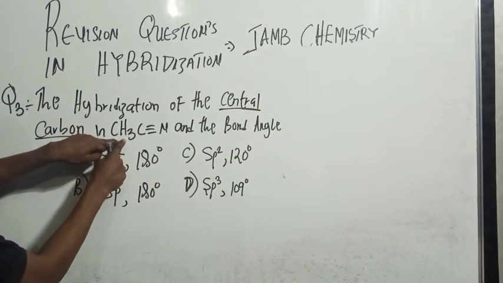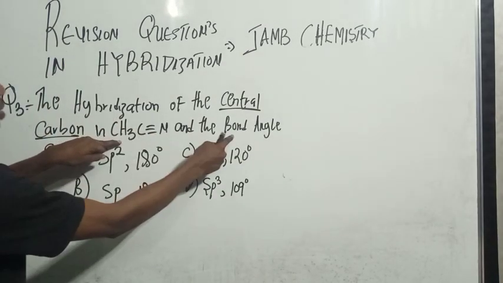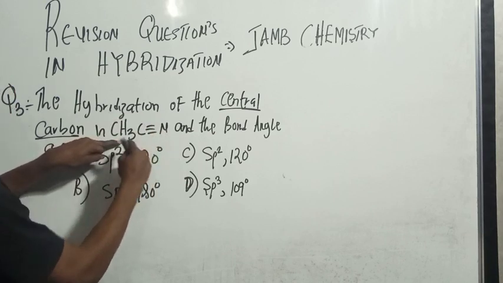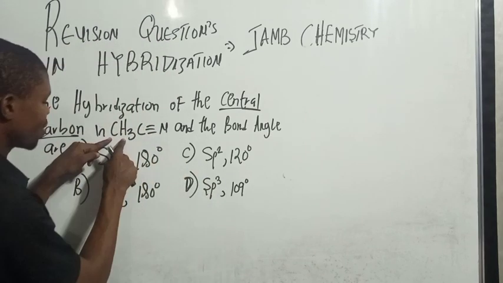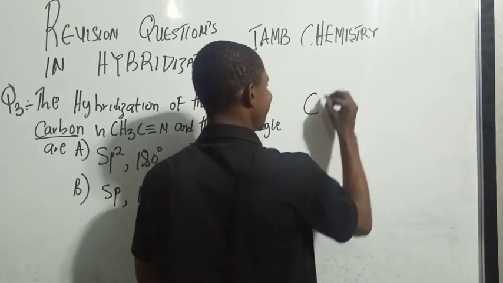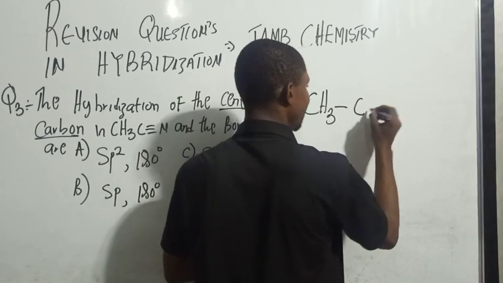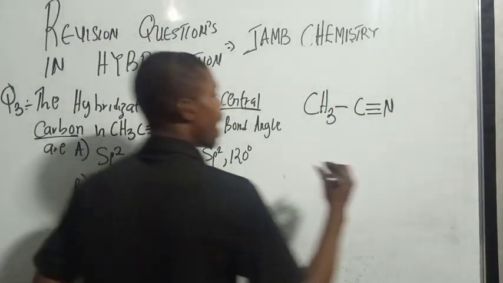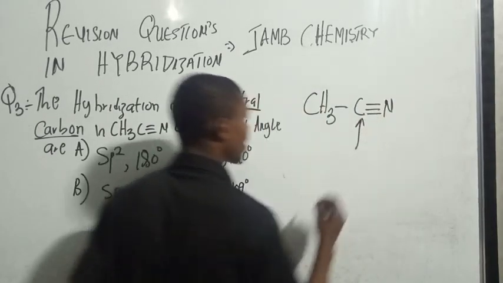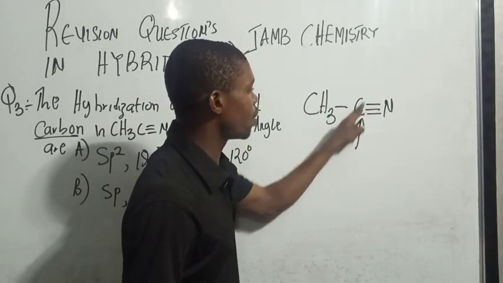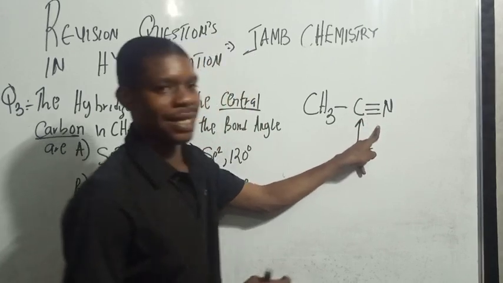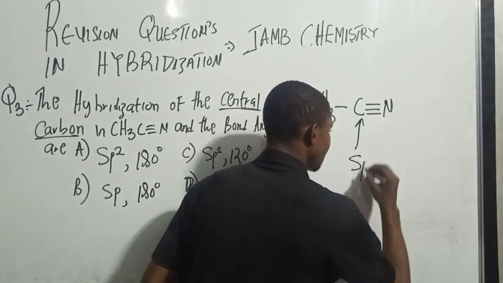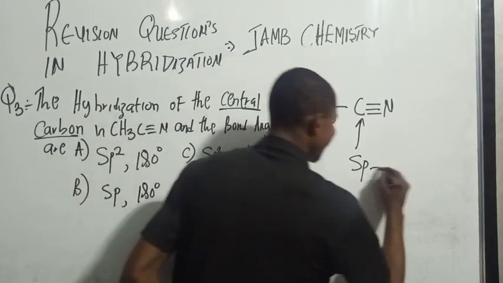Look at the compound here. They say the hybridization and the bond angle of the central carbon. They didn't say the whole stuff here, they just say the central carbon. So here we have CH3 C triple bond N. Our focus here is going to be the central carbon, and the central carbon has a triple bond. Remember, any carbon that has a triple bond is sp.